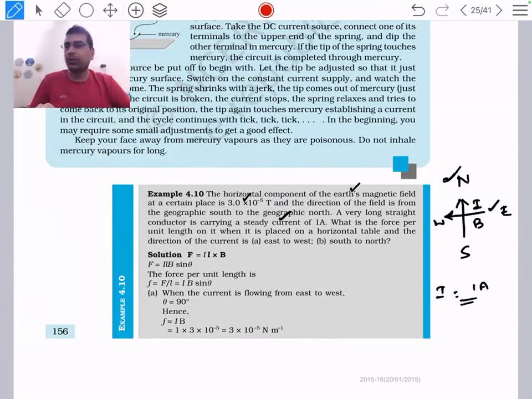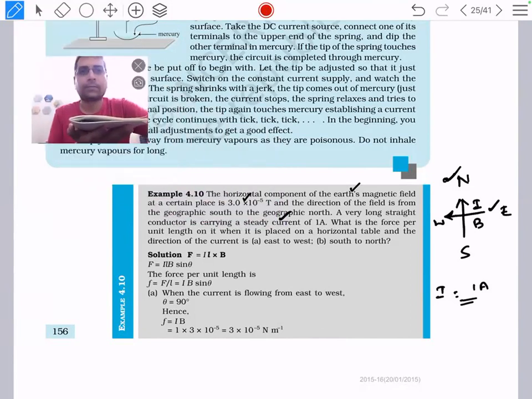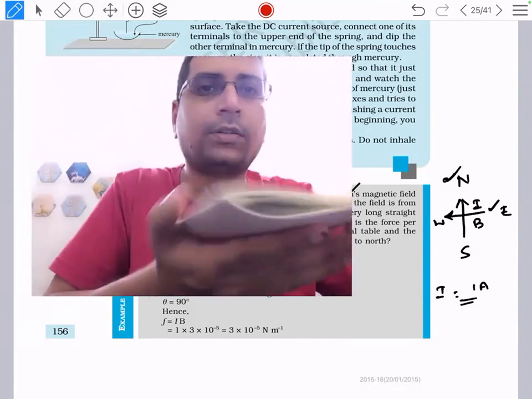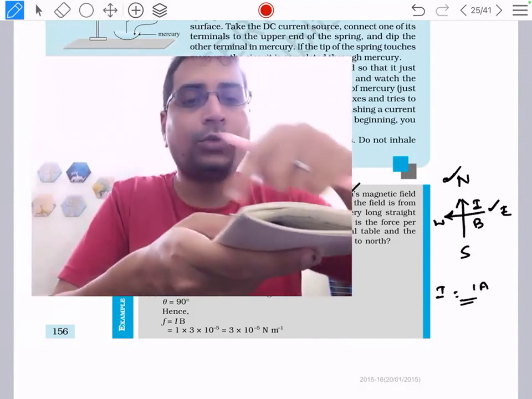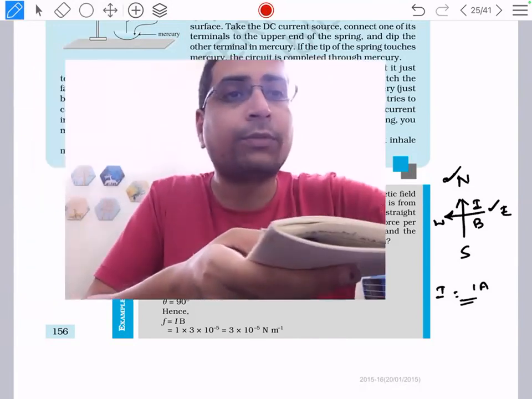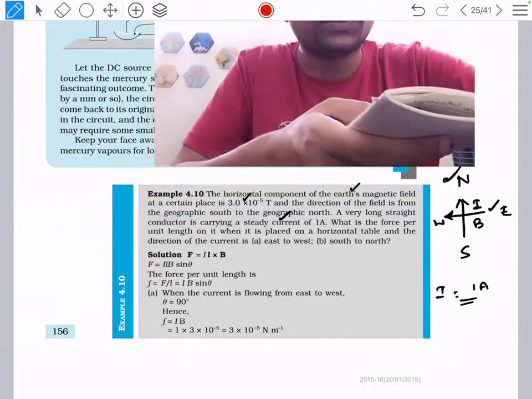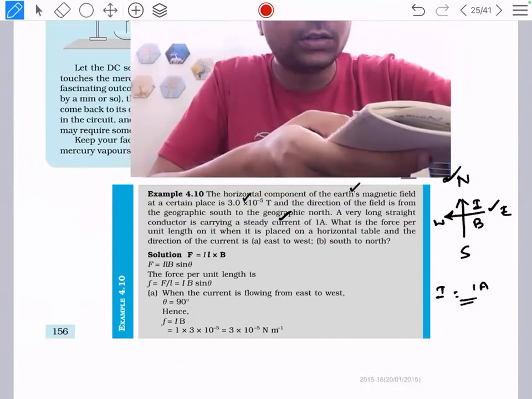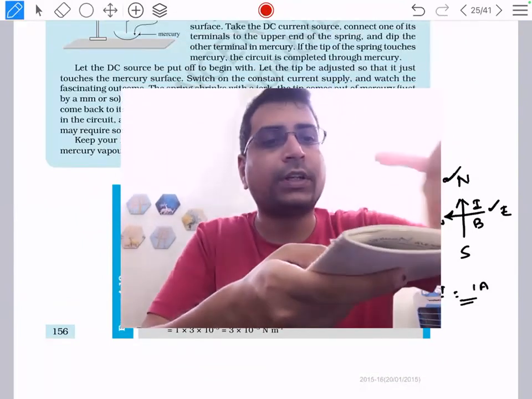Are you able to visualize what they're trying to say? There is a table like this. On this table, if I take this as north, south, east, and west, I hope you are able to see them. The current is flowing from which pole to which pole? It is flowing from south to north, so it is flowing in the upward direction.